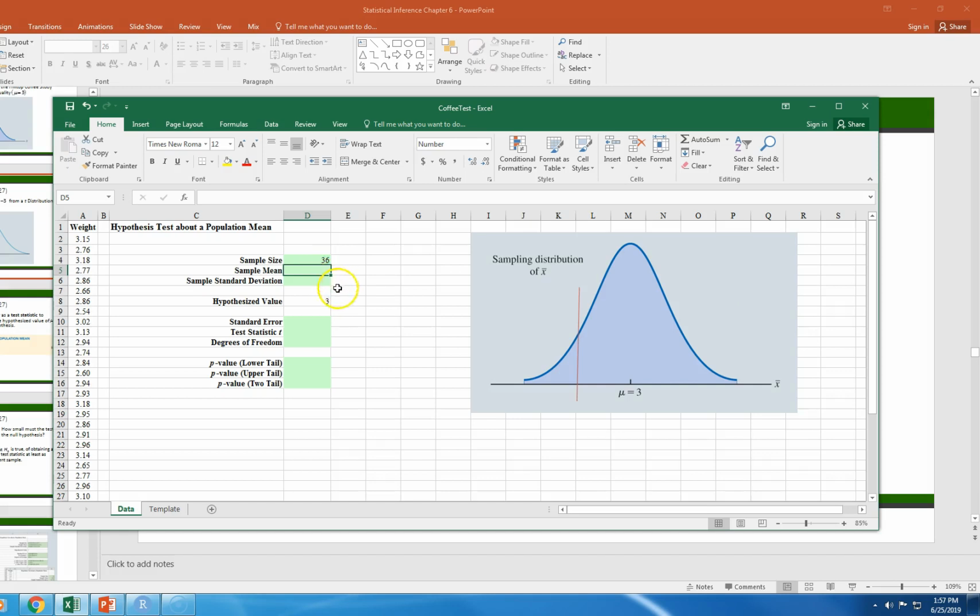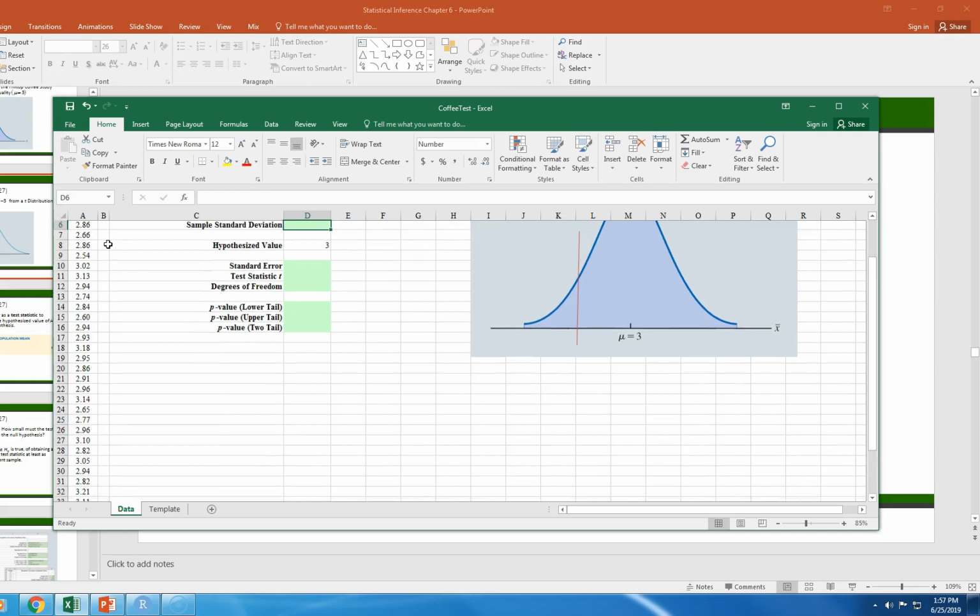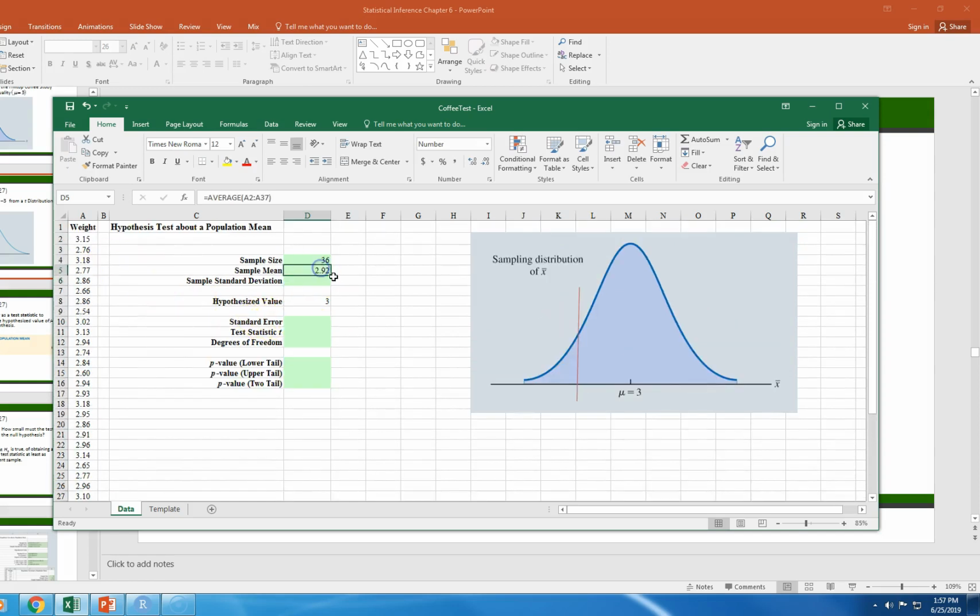And now we're going to use the data that has been provided to us from the sample in order to calculate the sample mean. And we can use the average function to calculate the sample mean. The sample mean turns out to be 2.92.